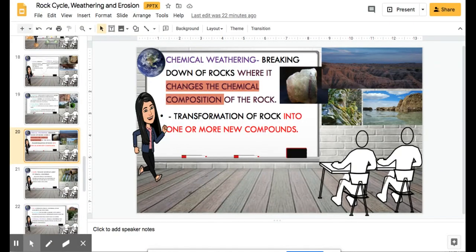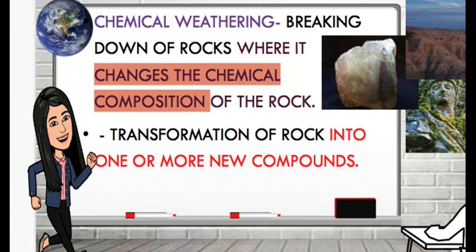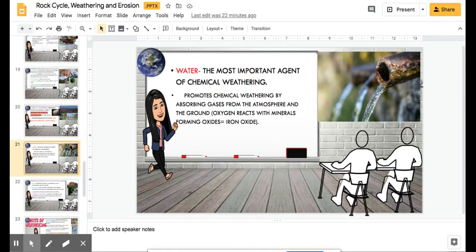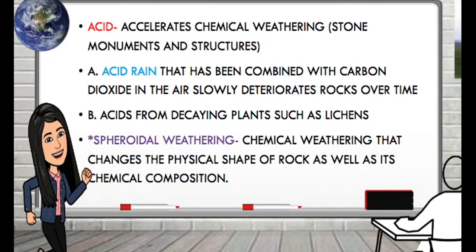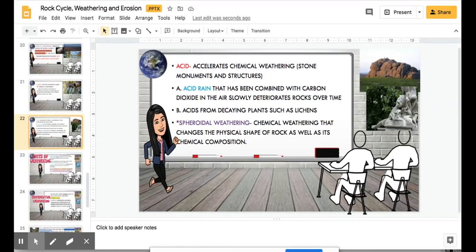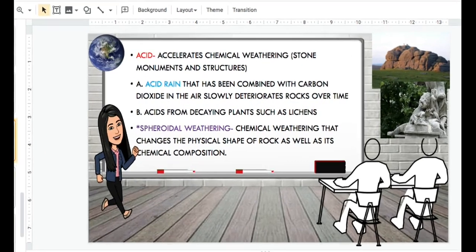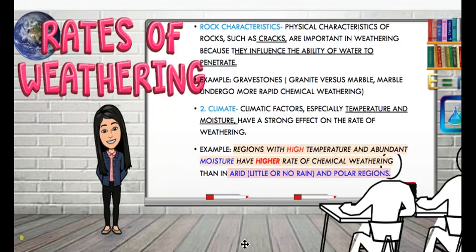Chemical weathering is the breaking down of rocks where it changes the chemical composition of the rock. There's a transformation of rock into one or more new compounds. Water is the most important agent of chemical weathering. Acid rain and acids from decaying plants such as lichens accelerate chemical weathering, such as in stone monuments and structures. Spheroidal weathering is a type of chemical weathering that changes the physical shape of rock as well as its chemical composition.